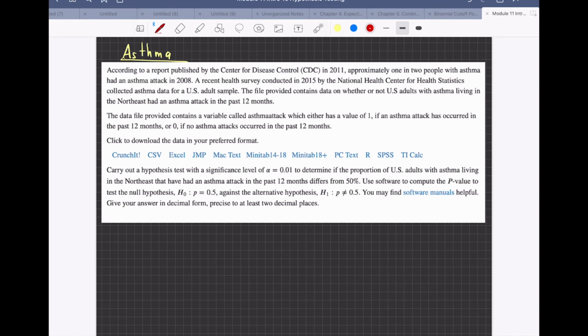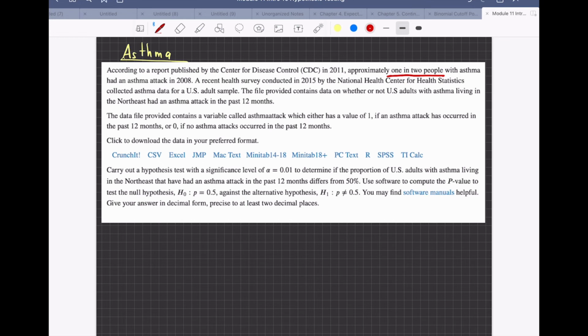Finally, the last example. According to a report published by the Center for Disease Control in 2011, approximately 1 in 2 people with asthma had an asthma attack in 2008. So again, notice, we are provided with important information: 1 in 2 people, so that means 1/2 or 0.50.